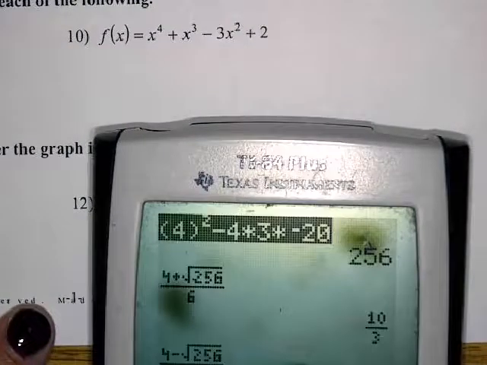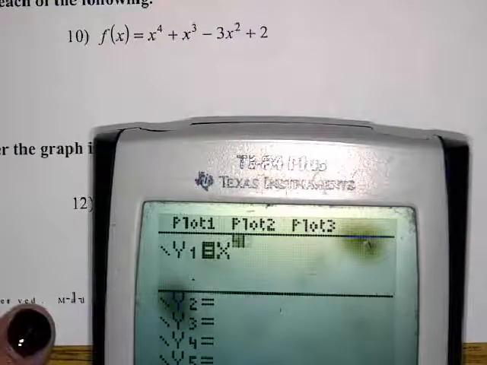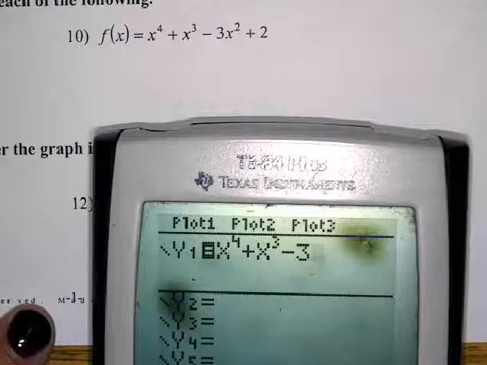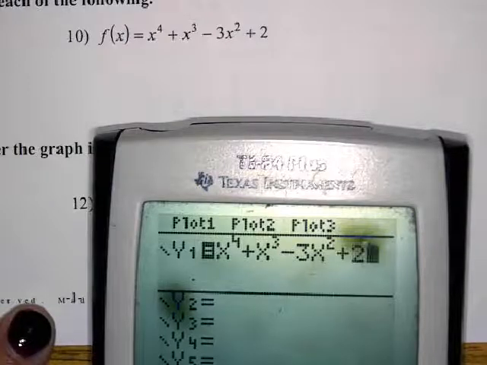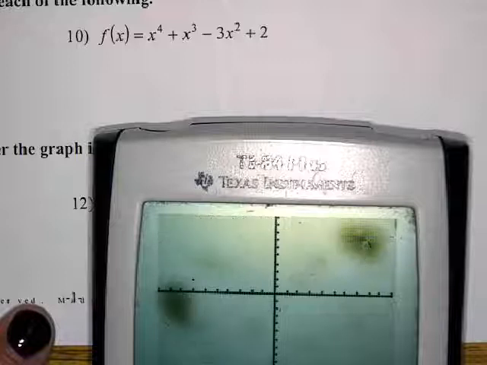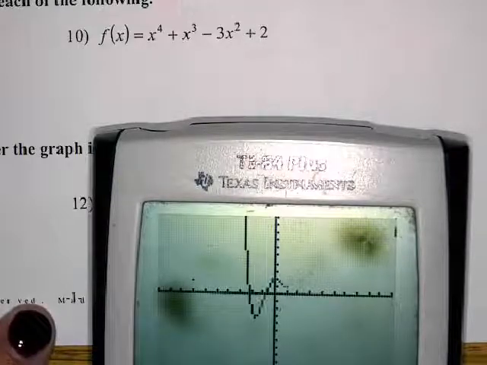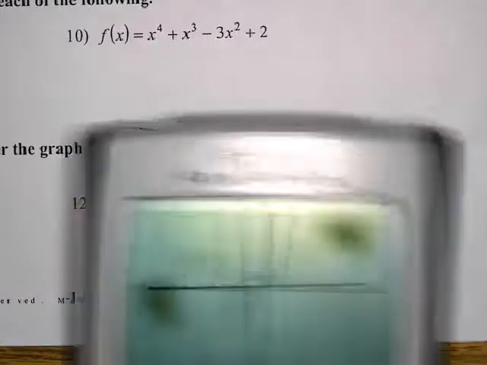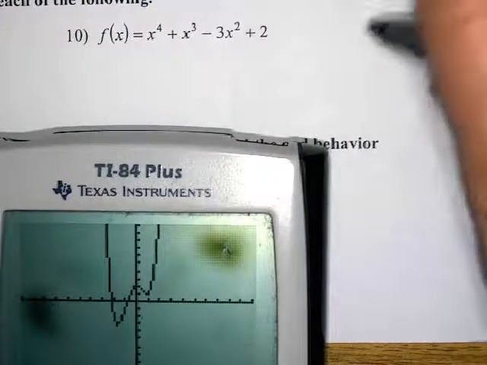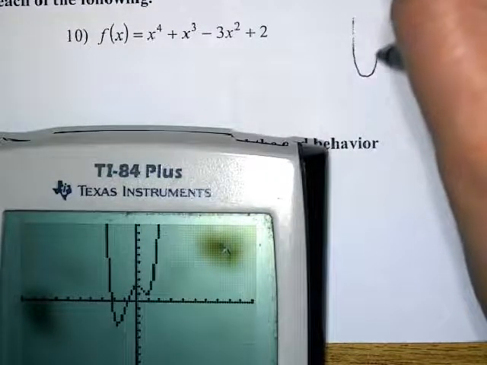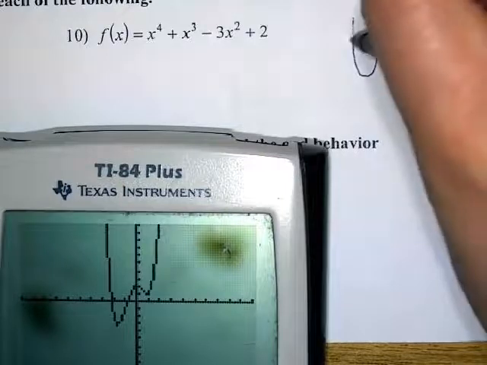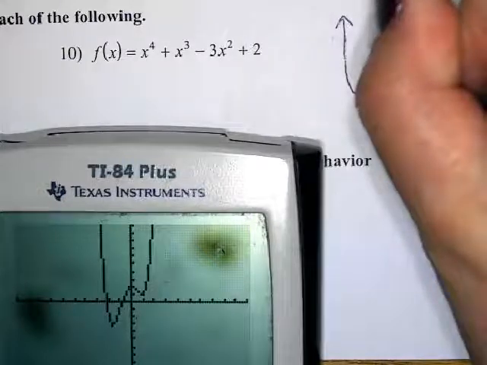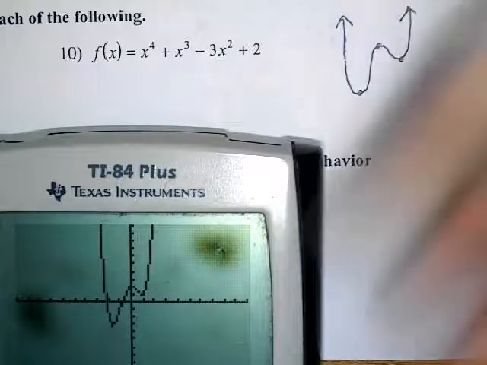Number 10 says x to the 4th plus x to the 3rd minus 3x squared plus 2. And I'm going to graph it. Okay. So if we look at this graph, how many maxes and mins do we have? 2 mins and 1 max. Okay. So I need to find the min, I need to find the max, I need to find the min.